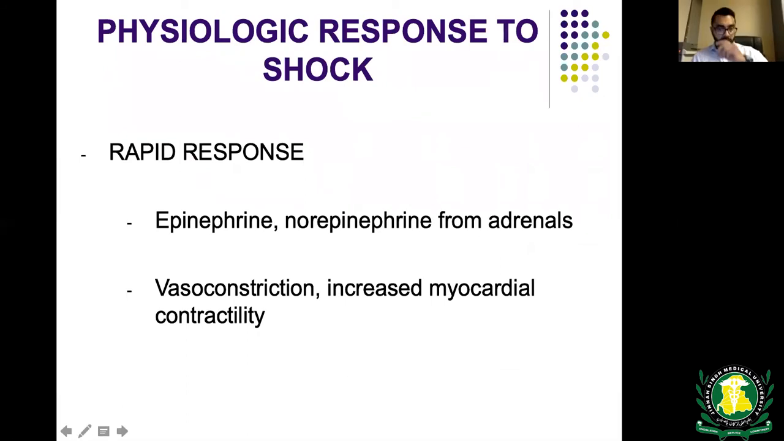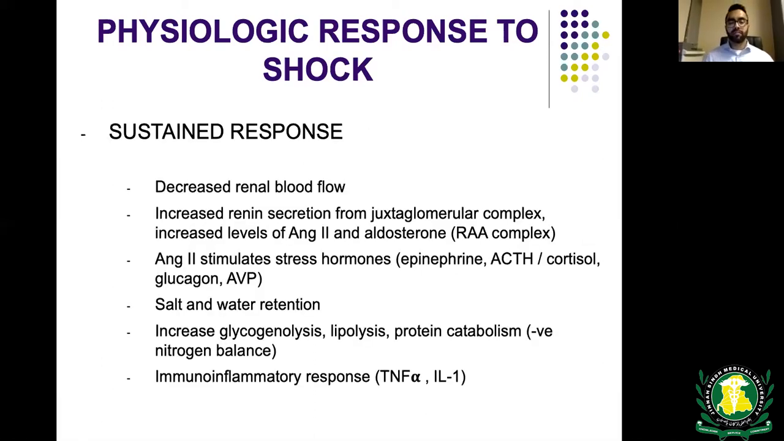So physiologic response: how does the body react? Two phases: a rapid response, which happens immediately, and then a more sustained response, which ensues after about 24 to 48 hours. The rapid response is your fight and flight mechanism. All your stress hormones, epinephrine and norepinephrine, are released from the adrenals, resulting in vasoconstriction and increased myocardial contractility. This happens almost instantaneously.